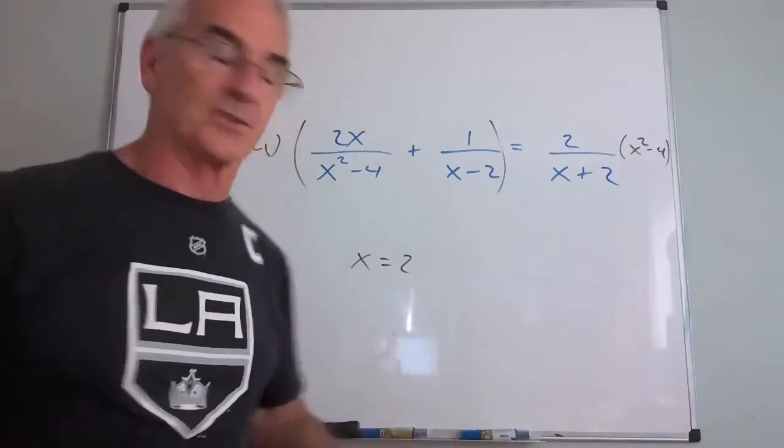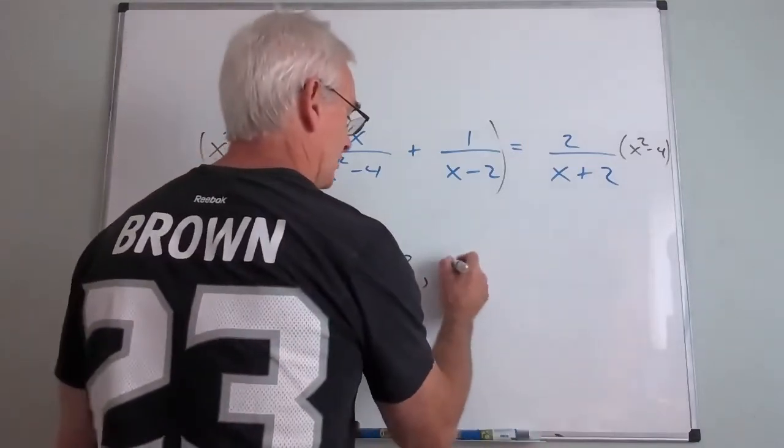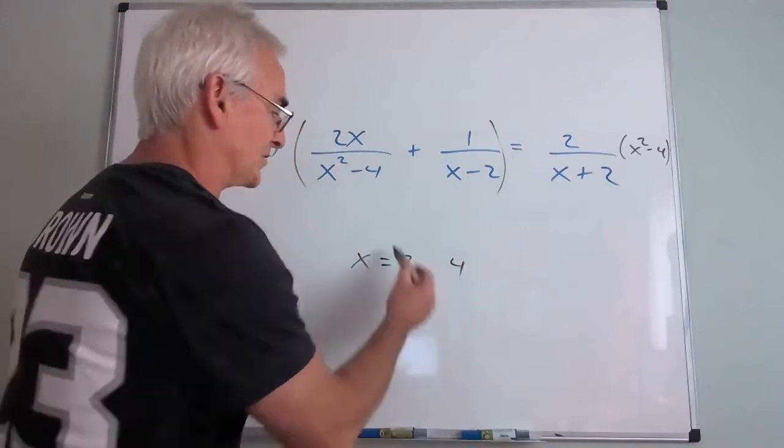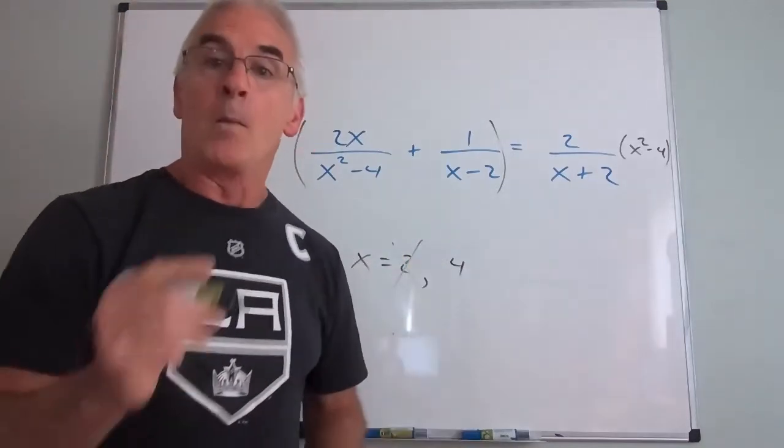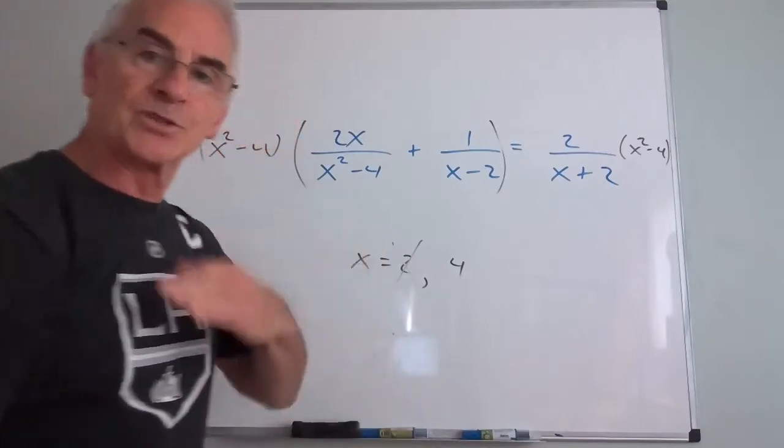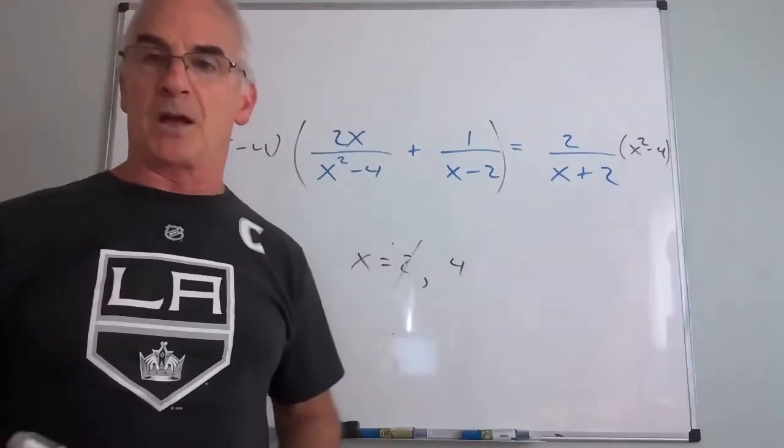What if I got two answers? What if I got x equals 2 and x equals 4? Then you'd say this one is extraneous because, again, it's not a possible answer. But the only way I could get an answer was to multiply both sides by the common denominator.